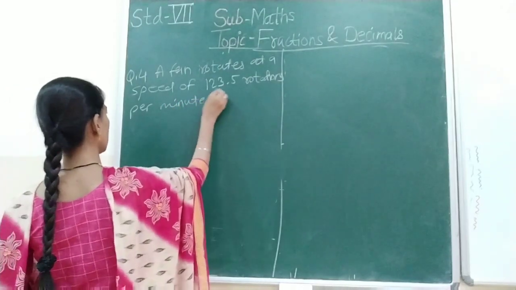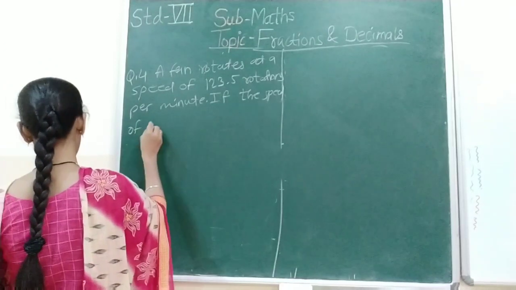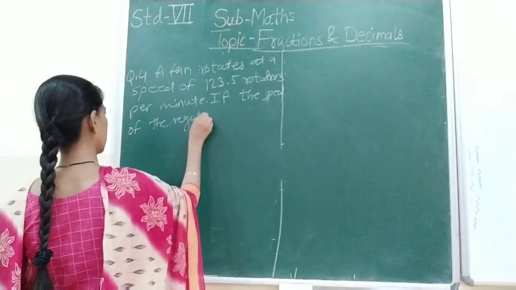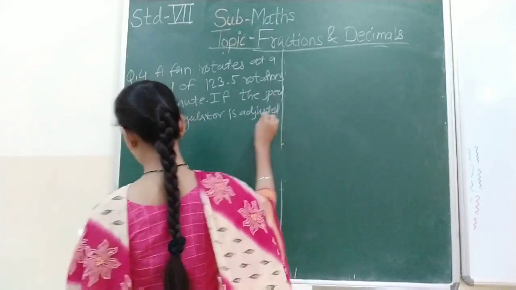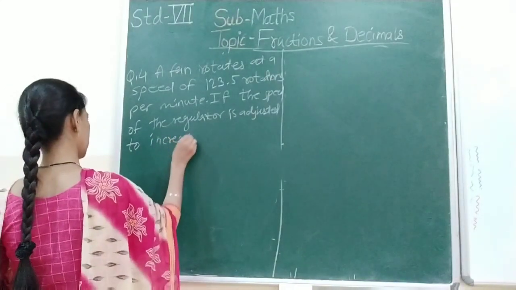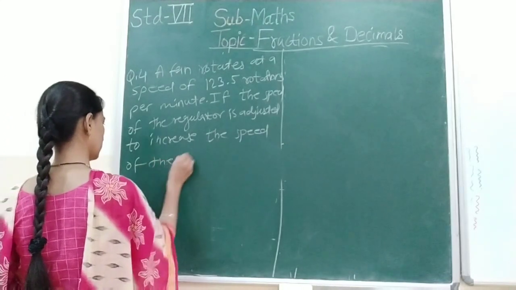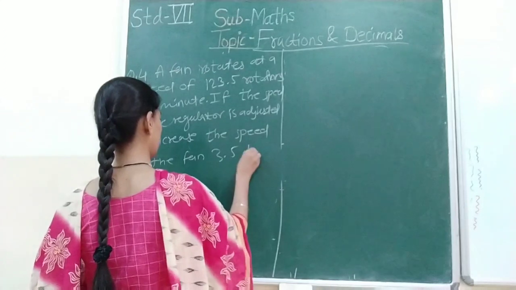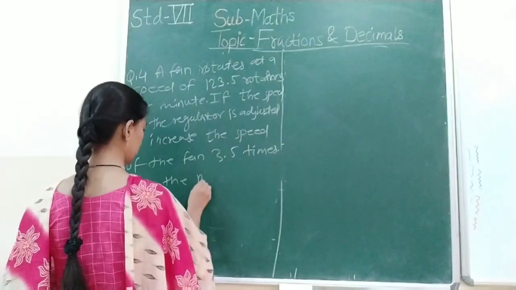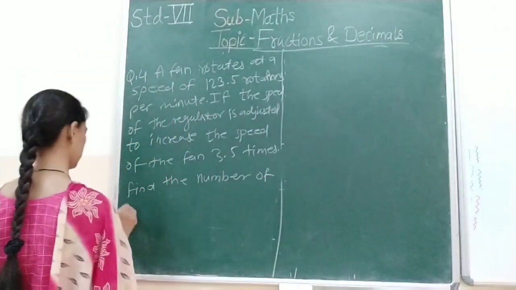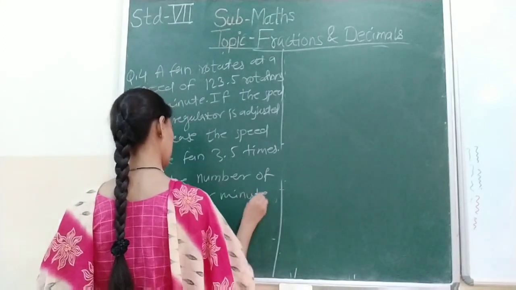For the next question, I will give you hint. You can do that. Okay. If the speed of the regulator is adjusted to increase the speed of the fan, rotations per minute of the fan.